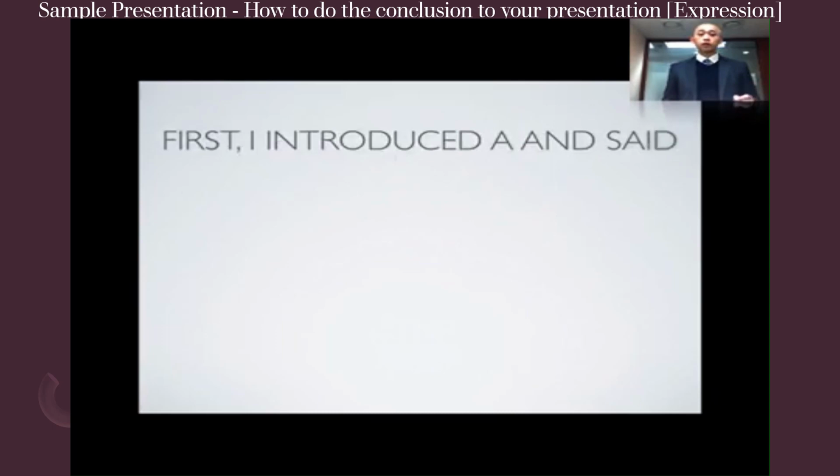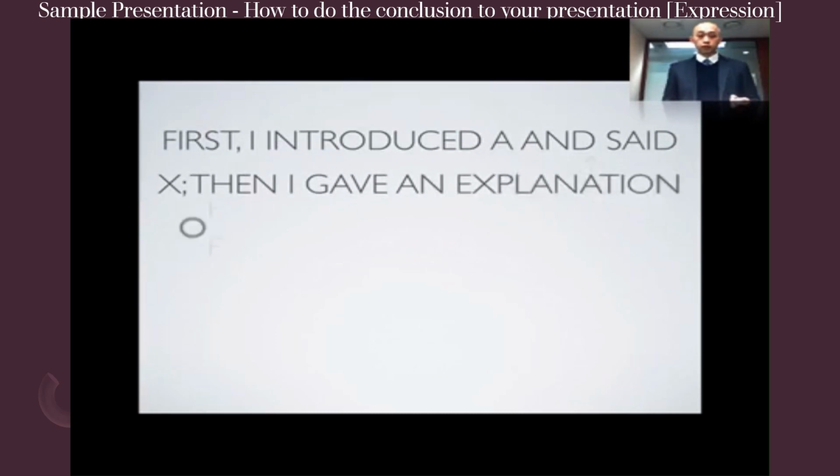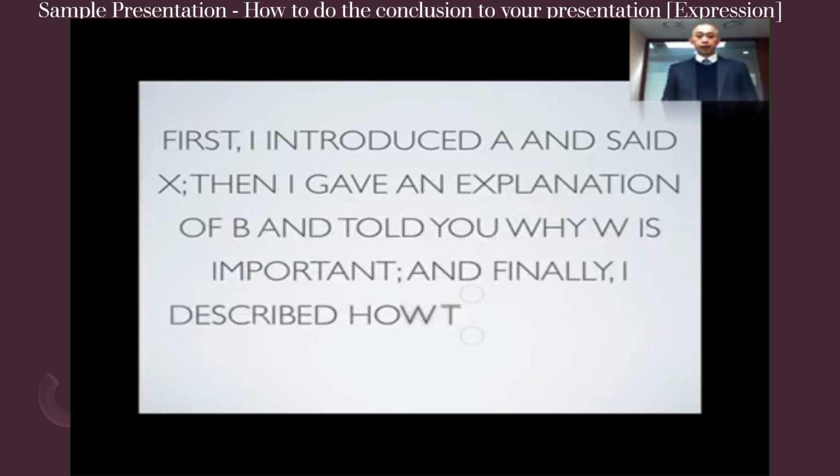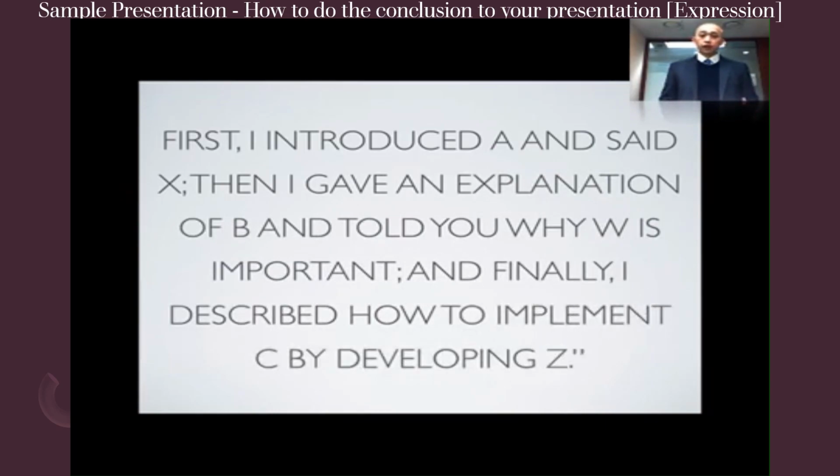Then you're going to summarize the main points of your presentation, like this. "First, I introduced A and said X. Then I gave an explanation of B and told you why W is important. And finally, I described how to implement C by developing Z."